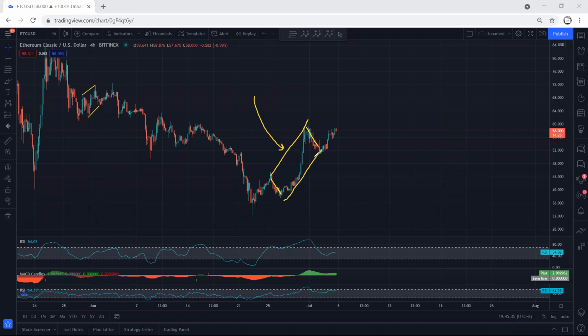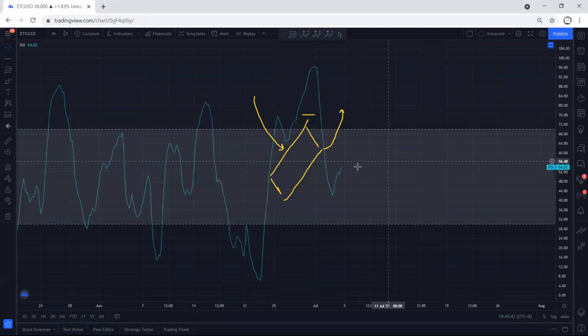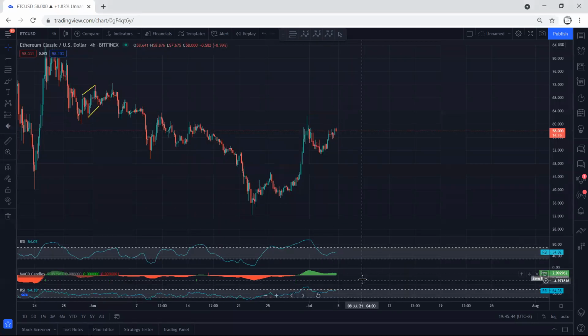And if this turns into a running flat and the price continues from here with the breakout of the previous top, if we refer to the indicators, we will see the divergence. As a confirmation, we can see the divergence. That means mostly we can see the divergence. May I say it this way?